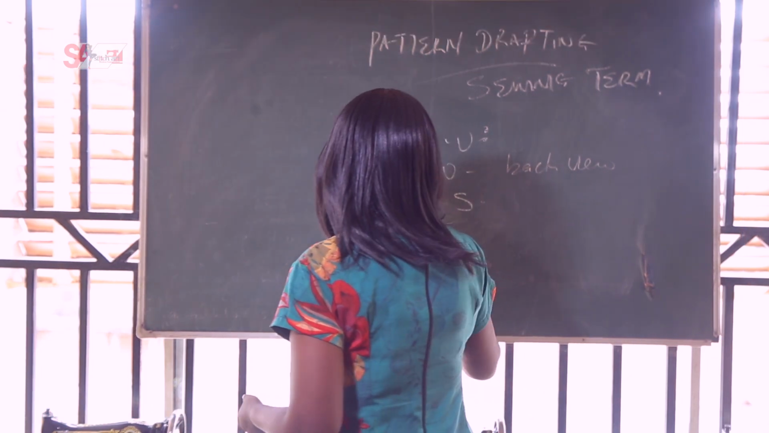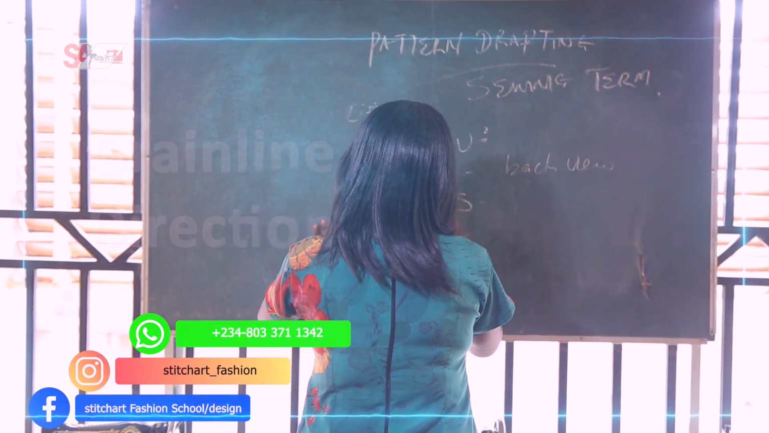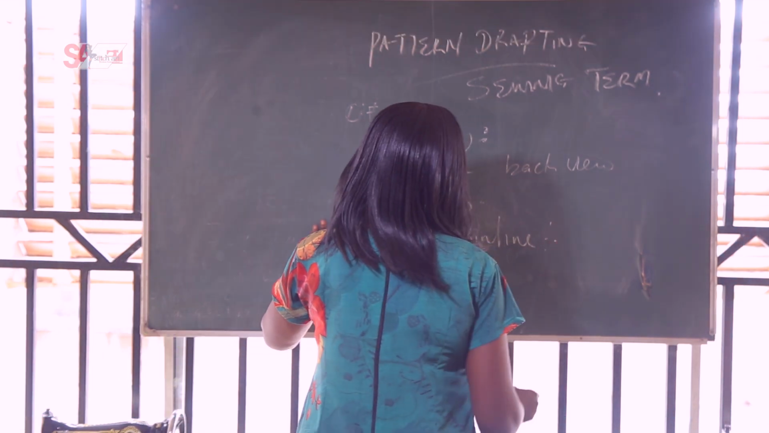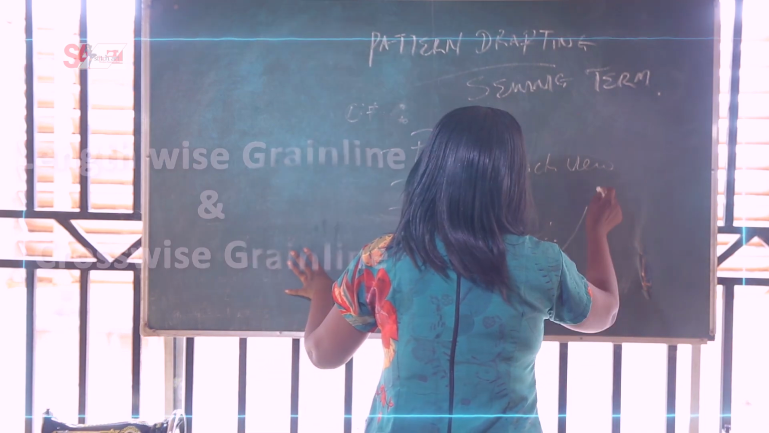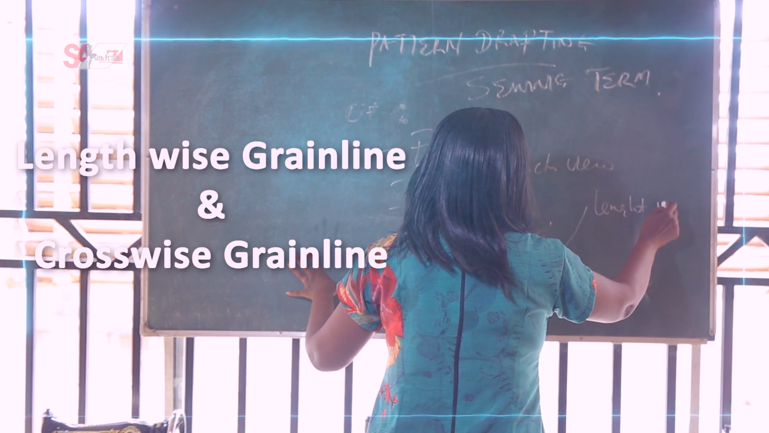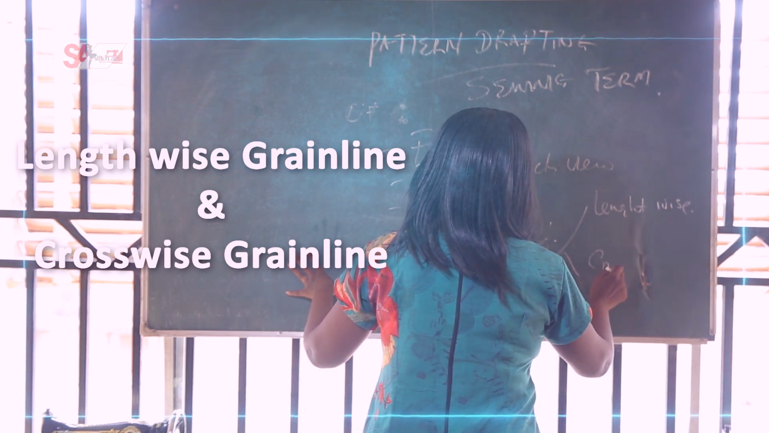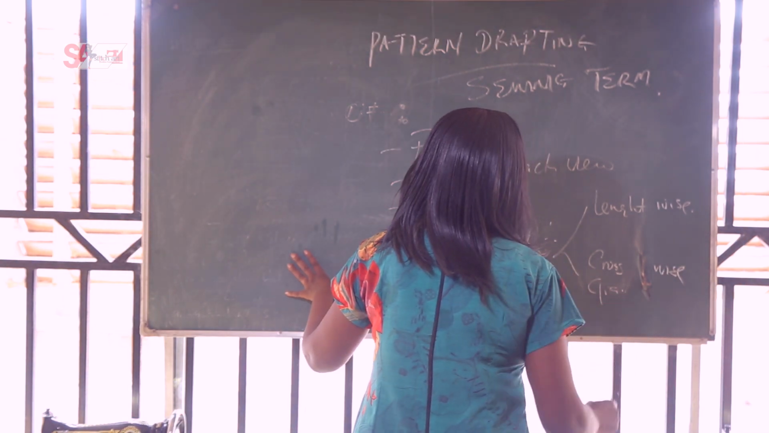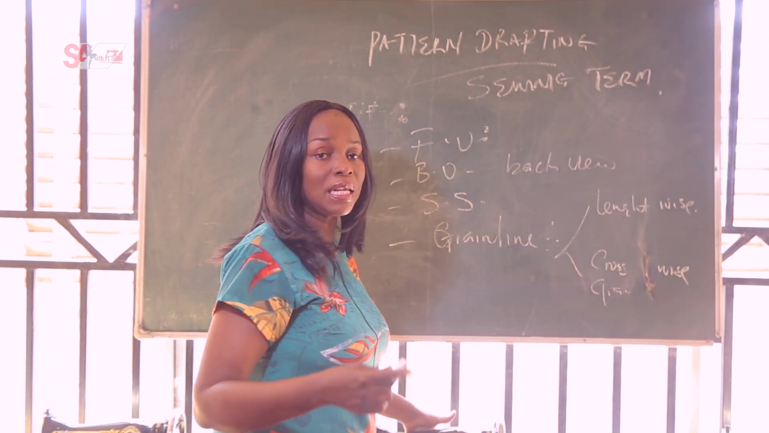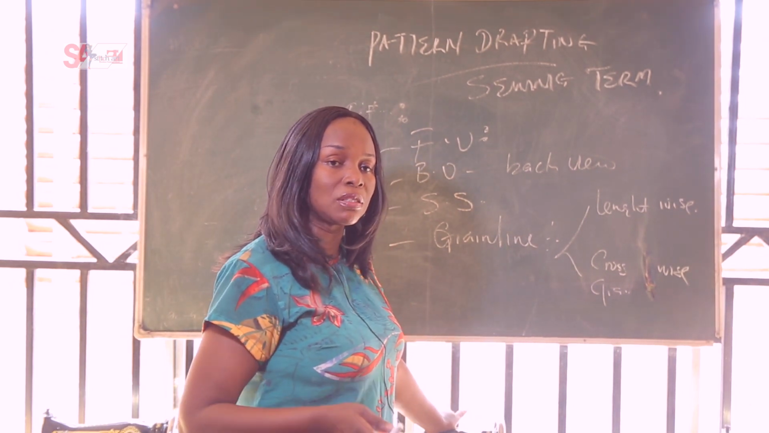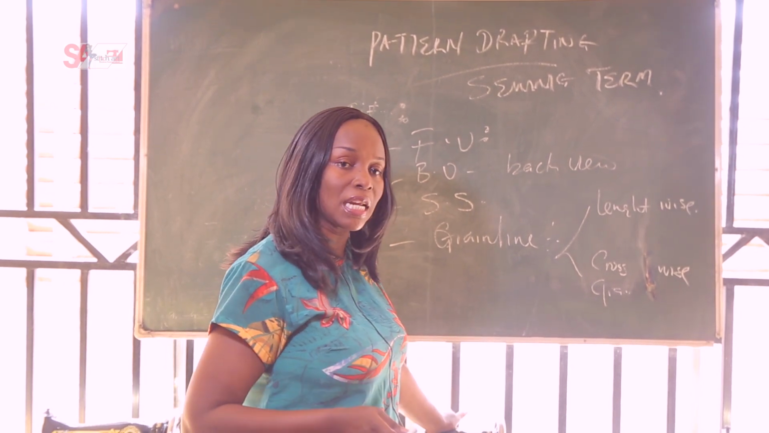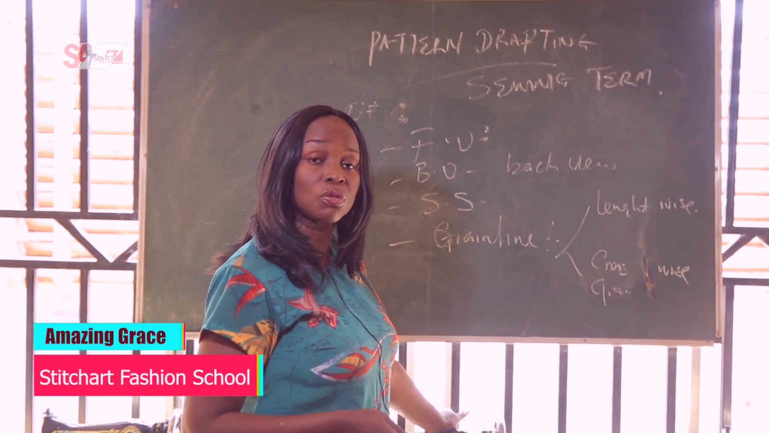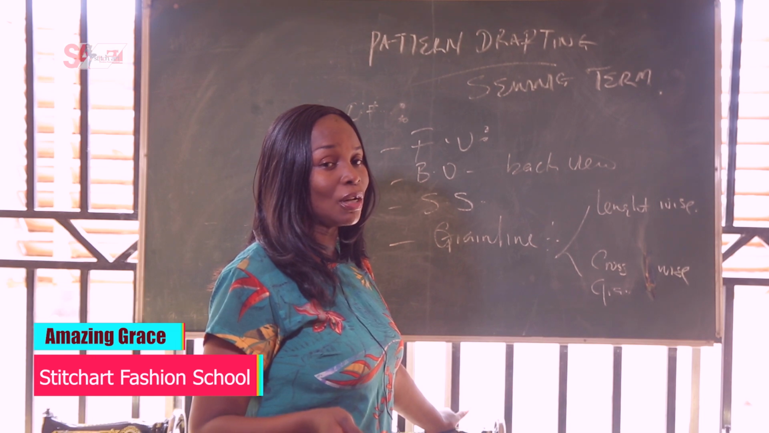We also have a term called grain line direction. You need to understand your grain line. We have the lengthwise grain line, and the crosswise grain line. When you are placing your pattern, we need you to place your pattern on your fabric such that it will respect this law of lengthwise and crosswise. You don't use crosswise for lengthwise and or lengthwise for crosswise.